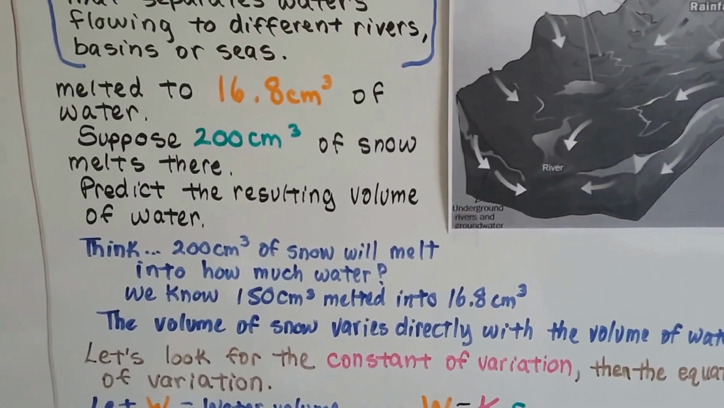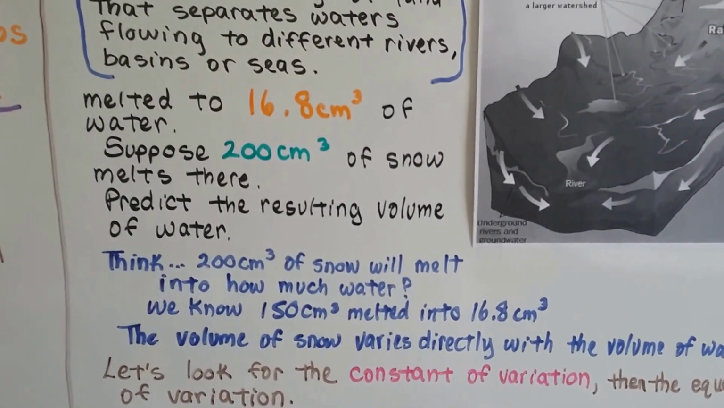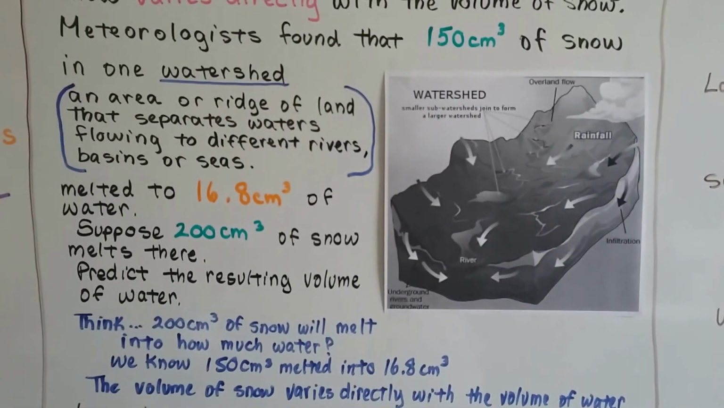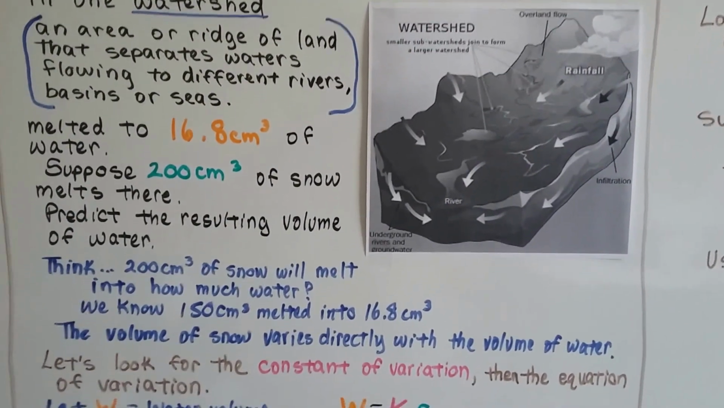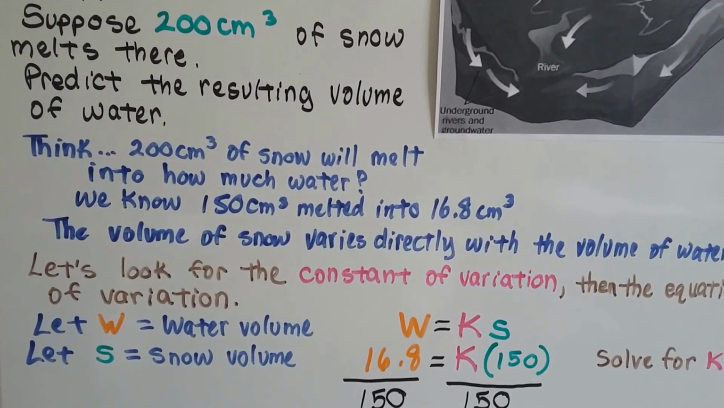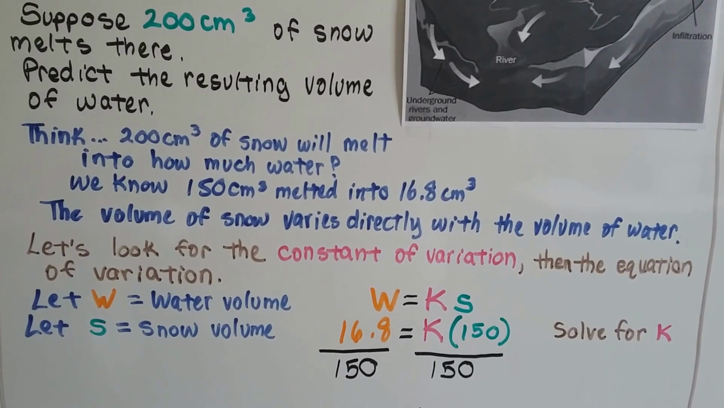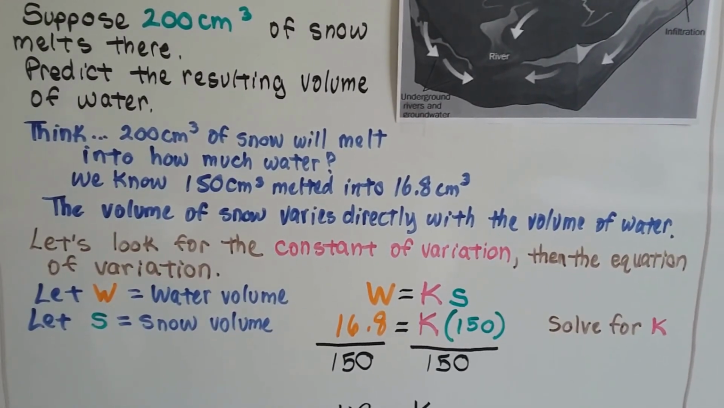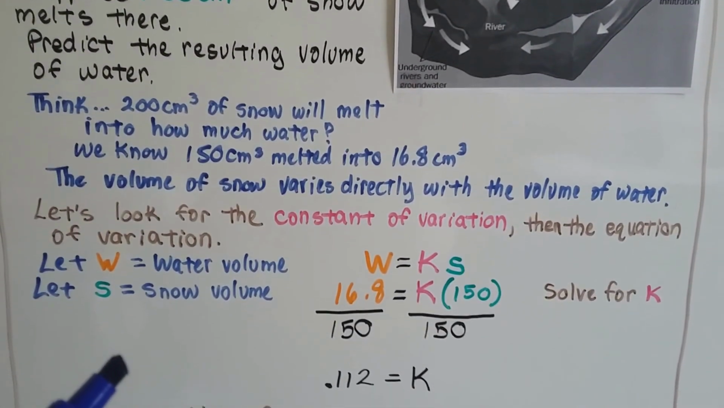Now suppose 200 cubic centimeters of snow melts there. Predict the resulting volume of water. So it was 150 melted to 16.8. Now we've got 200. What is it going to melt to? So we think 200 cubic centimeters of snow will melt into how much water? We know 150 cubic centimeters melted into 16.8 cubic centimeters of water. So the volume of snow varies directly with the volume of water. So let's look for that constant of variation and then the equation of variation.